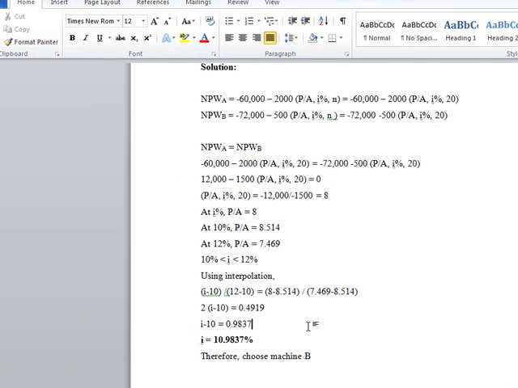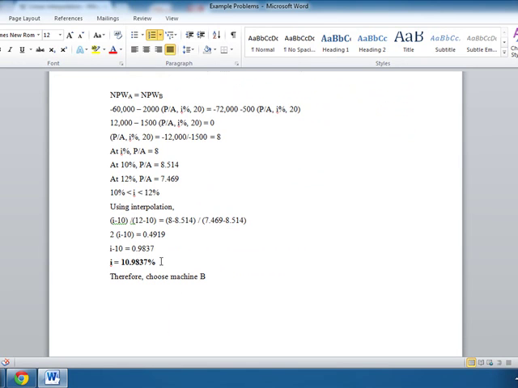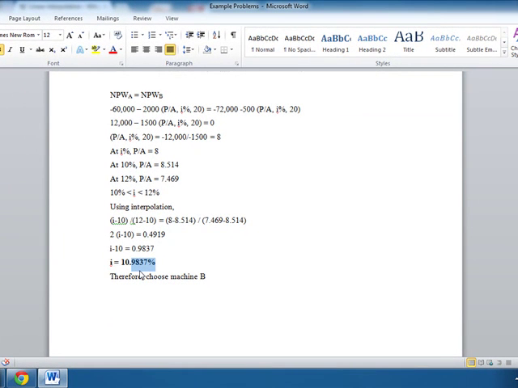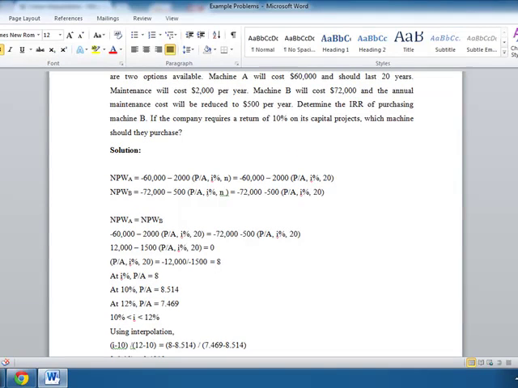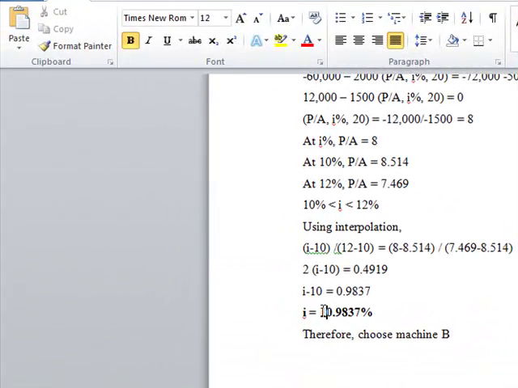Now we need to decide whether we should choose machine A or machine B. If you go back to the problem statement, it says the company requires a return of 10% on capital projects. Since our return is 10.9837, the actual return is higher than the required return. So we need to choose the machine that has a high initial cost, which is expensive in the beginning. That is machine B. Choose machine B. In case our actual interest rate had been less than 10, then we should go for the less costly option in the beginning.